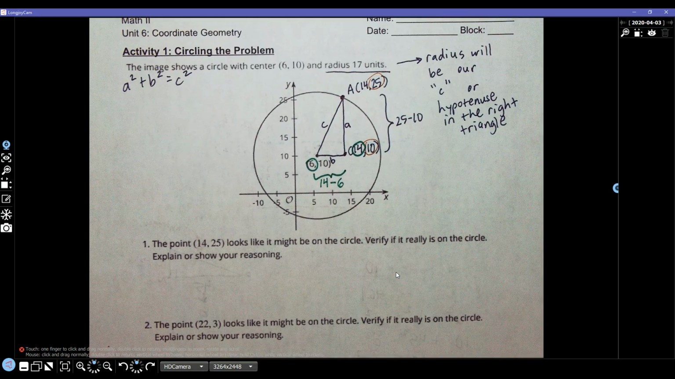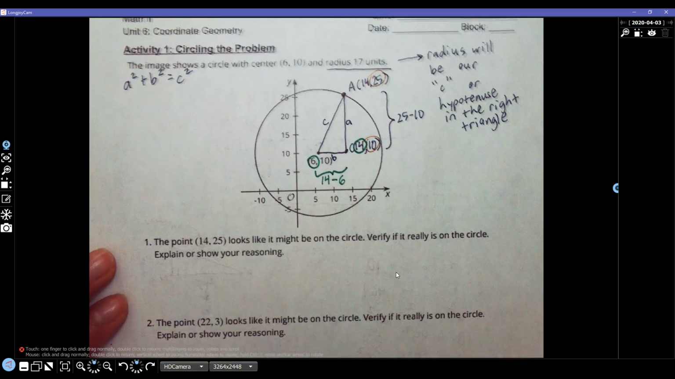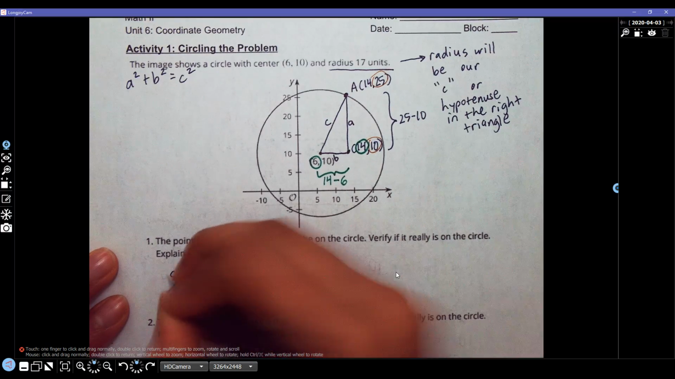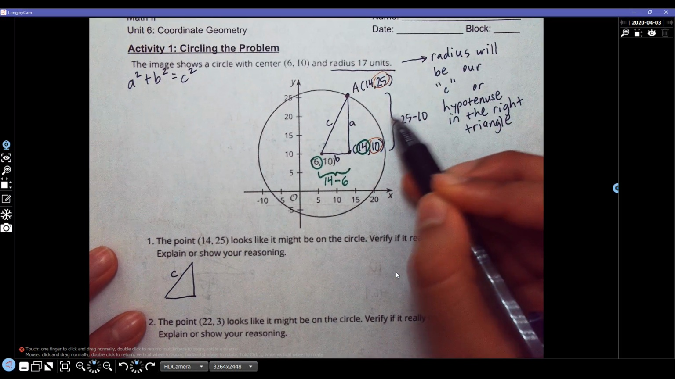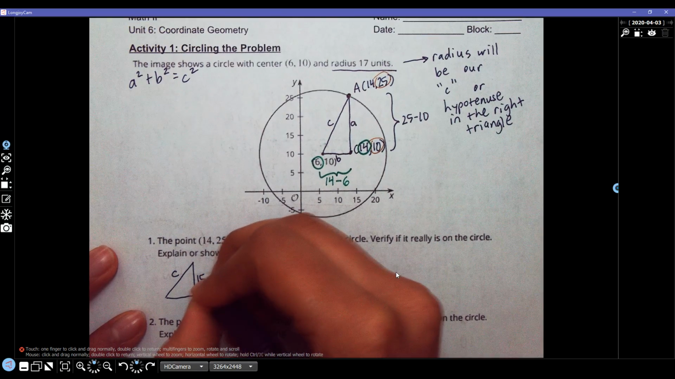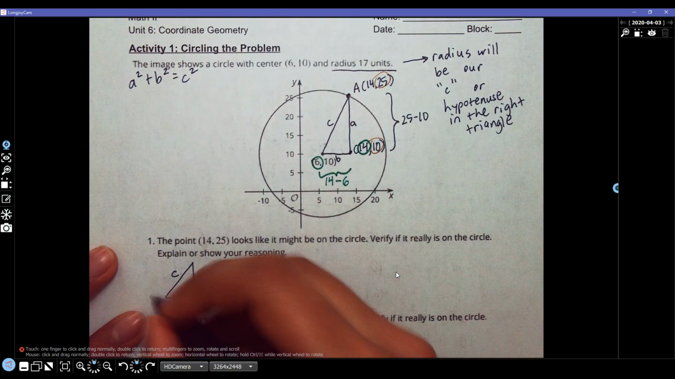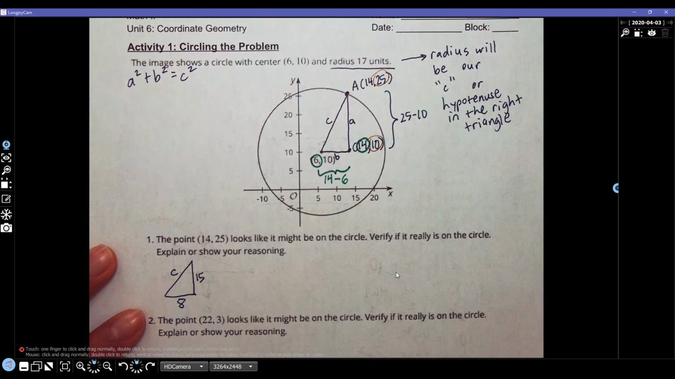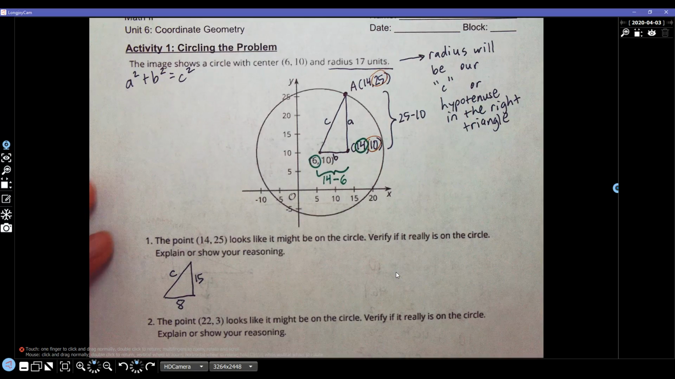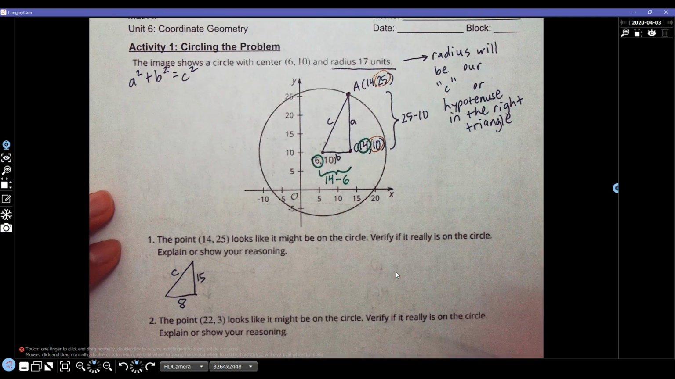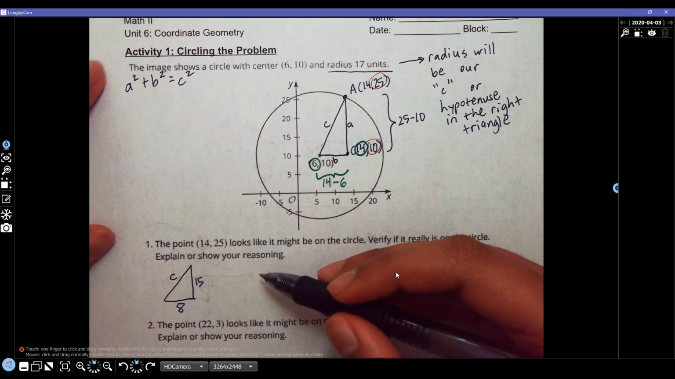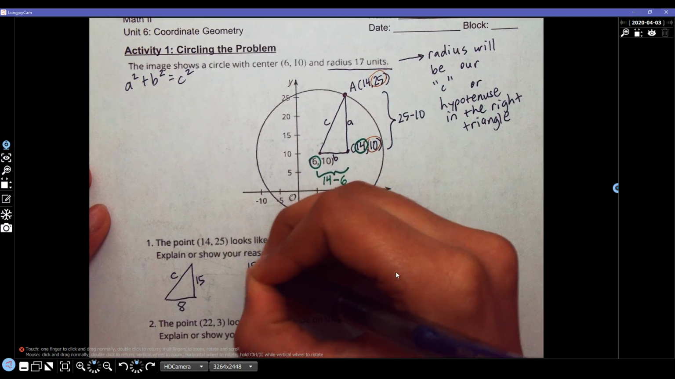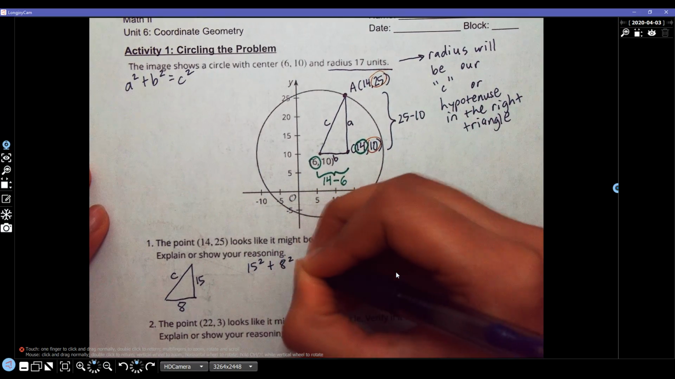So I'm going to draw this triangle out again so that you can clearly see the side lengths. So we've got C, right? We know that 25 minus 10 is 15. We know that 14 minus 6 is 8. So we've got our A value of 15, B value of 8, and now we need to solve for C. So let's plug these into the Pythagorean theorem and start to solve. Remember, our Pythagorean theorem is up here, a squared plus b squared equals c squared. So I'm going to put 15 squared plus 8 squared equals c squared.